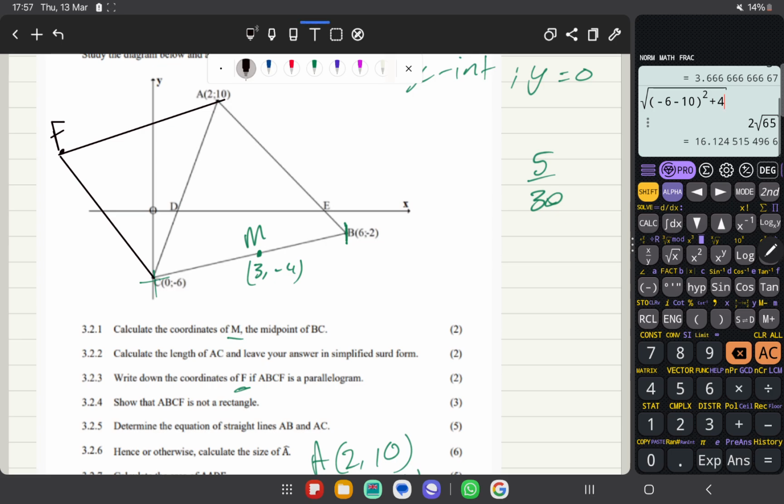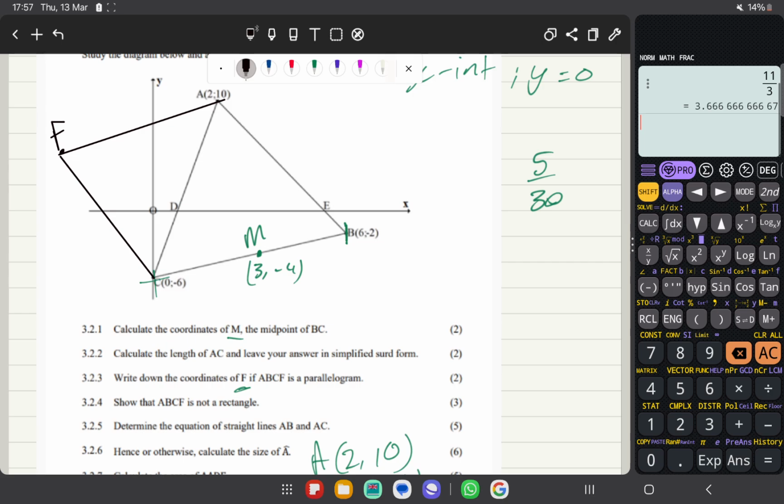So they say write the coordinates of F, if ABCF is a parallelogram. Now the question is, what is a parallelogram? It's very important to remember these things. A parallelogram is a pushed rectangle. It's a rectangle that was pushed a little bit. So you have to remember something nice.